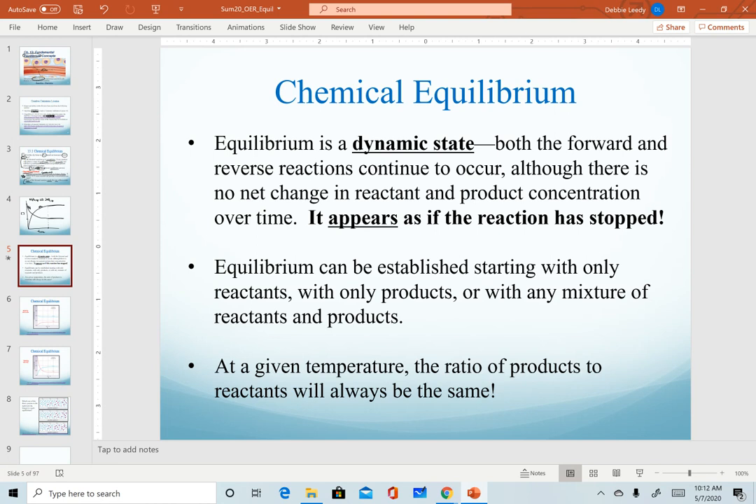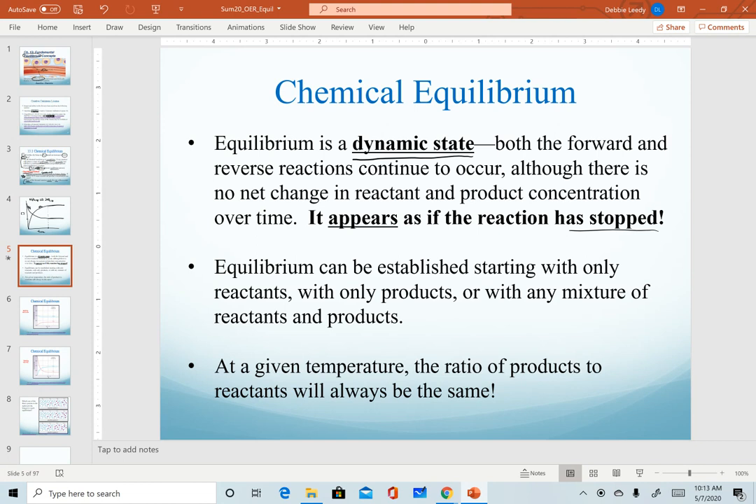A few other key things to remember about equilibrium is that it is a dynamic state. So although the concentrations are no longer changing, both the forward and the reverse reactions are still happening. They're just happening at a rate at which we don't see a change in any of our numbers. No concentrations or pressures are changing. So if we were to take measurements, it would look like the reaction has stopped, although it hasn't.